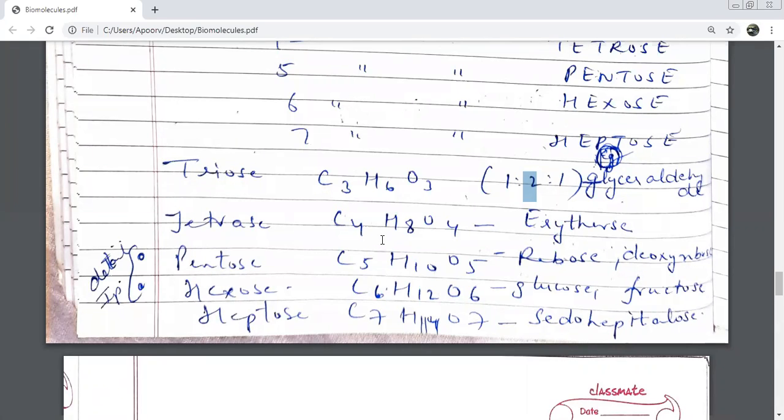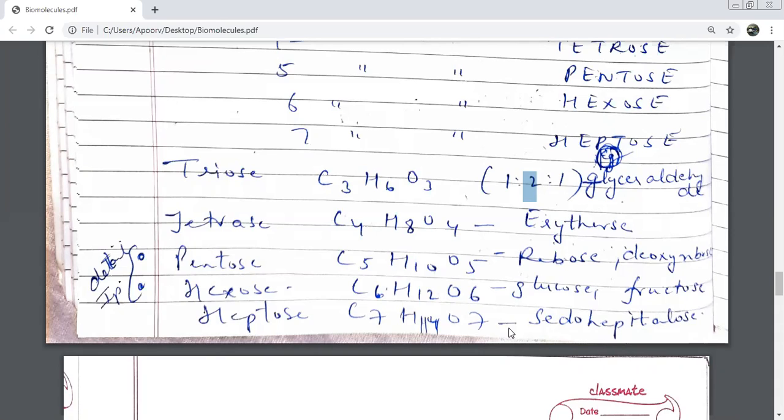4. So what would be the formula for tetrose sugar? C4H8O4. Similarly, when I say pentose sugar, how many carbon atoms are there? 5 carbon. So what will be the formula for a pentose sugar? C5H10O5. Formula for a hexose sugar? C6H12O6. And the last one, the 7 carbon atom, heptose sugar.